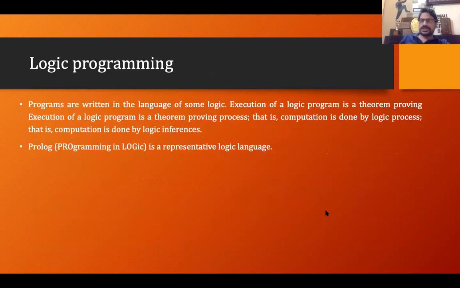So let's talk about this program, which is called Prolog. Programs are written in the language of some logic. Execution of a logic program is a theorem providing process. That is, computation is done by logic processes.